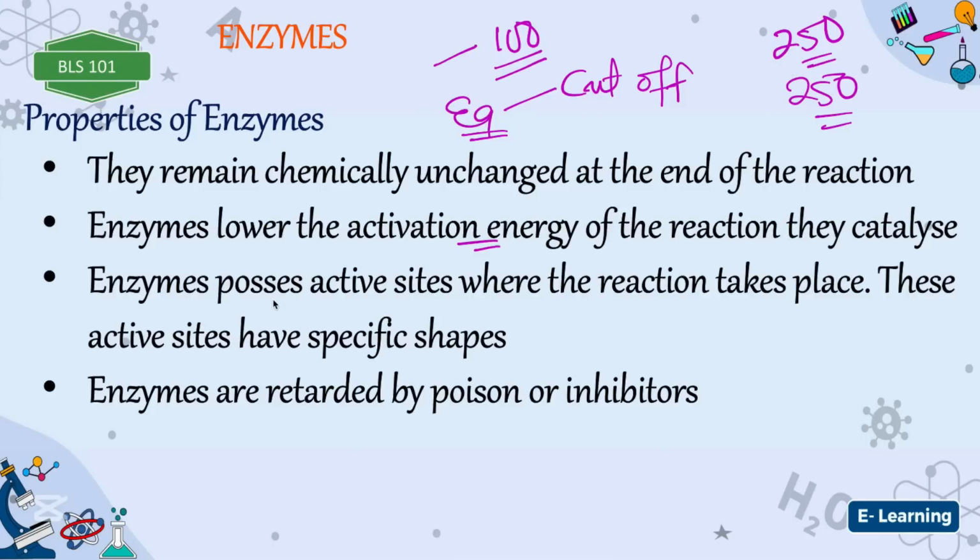Now, we say enzymes possess an active site where the reaction takes place. This active site has a specific shape, which makes the enzyme specific to a specific substrate, and that ascribes to enzymes the status of specificity. They are specific to specific substrates. Enzymes are retarded by poisons or inhibitors. There are certain things that can actually inhibit enzyme catalyzed reactions. These are known as poisons, or we could call them inhibitors.